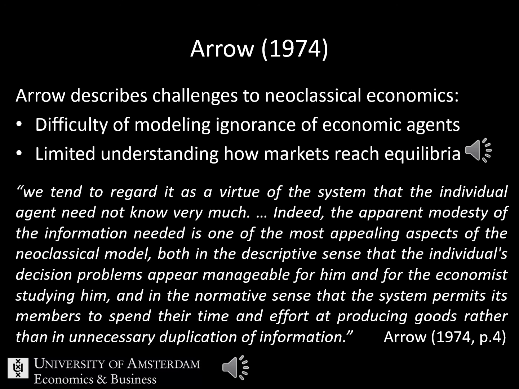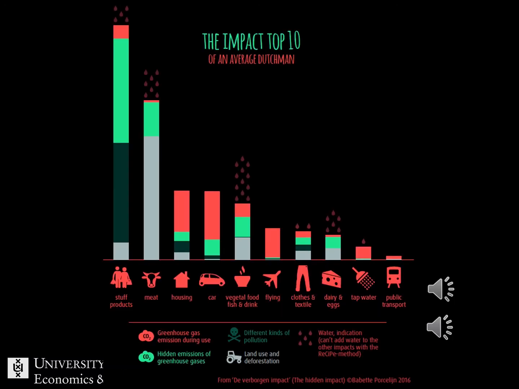To illustrate this virtue of markets, it was often compared to communist central planning in Russia, where supermarkets would have oversupply of some goods and shortages in others. Yet, I wonder whether this modesty of information needed is still as attractive in contemporary society, where much of the negative impacts are miles away from the place of purchase. A recent study by Babette Porcelijn together with the Netherlands Organization for Applied Scientific Research estimated that for the average Dutch household, about 80% of the environmental impacts of purchases are beyond the Dutch borders. Most people have no clue how many carbon emissions are embodied in the products they buy, or how to save on these emissions by buying alternatives.